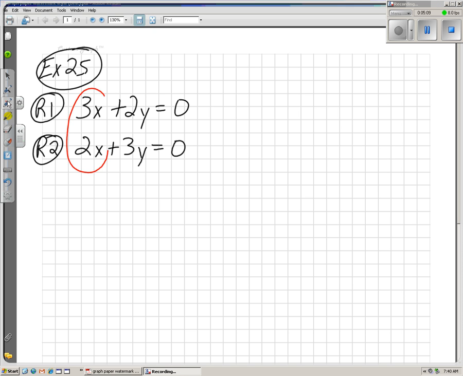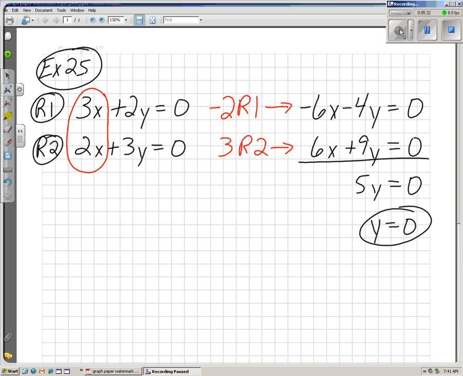So I'm looking at the x's and I'm going, what do they both go into? Well, 3 and 2 both go into 6. So I'm going to change the top to a -6 and I'm going to change the bottom to a +6. That way the x's will eliminate. And here's how I'm going to signify that. Row 1 times -2, row 2 times 3. That'll give me a -6x and a +6x. But remember, you have to do it to the whole row.